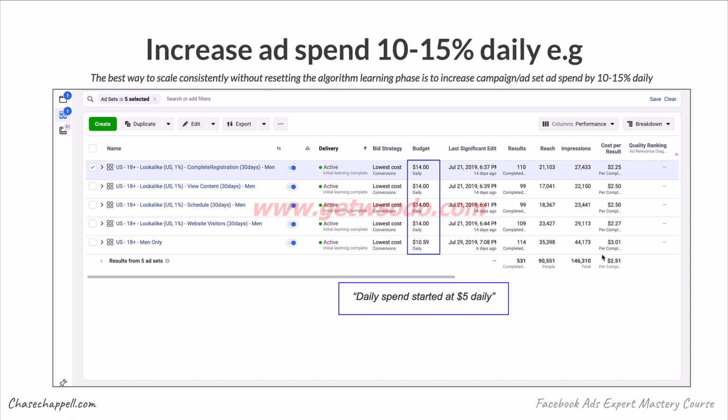But this one right here, you'll notice went over by 1 cent. So that's telling him that raising it to 14 made his costs go up. So in order to prevent that, he knows that he's hitting a threshold. So he's scaling back by 10 to 15% daily only on this ad set to bring his costs back down. And then he'll leave it at whatever daily spend it requires him to stay under $3.